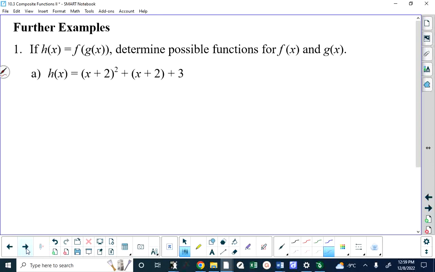And I would say that some people see it immediately. How many of you know immediately what the answer is? Okay, what is it? Well, g of x will be x plus 2. Excellent. f of x will be x squared plus x plus 3.